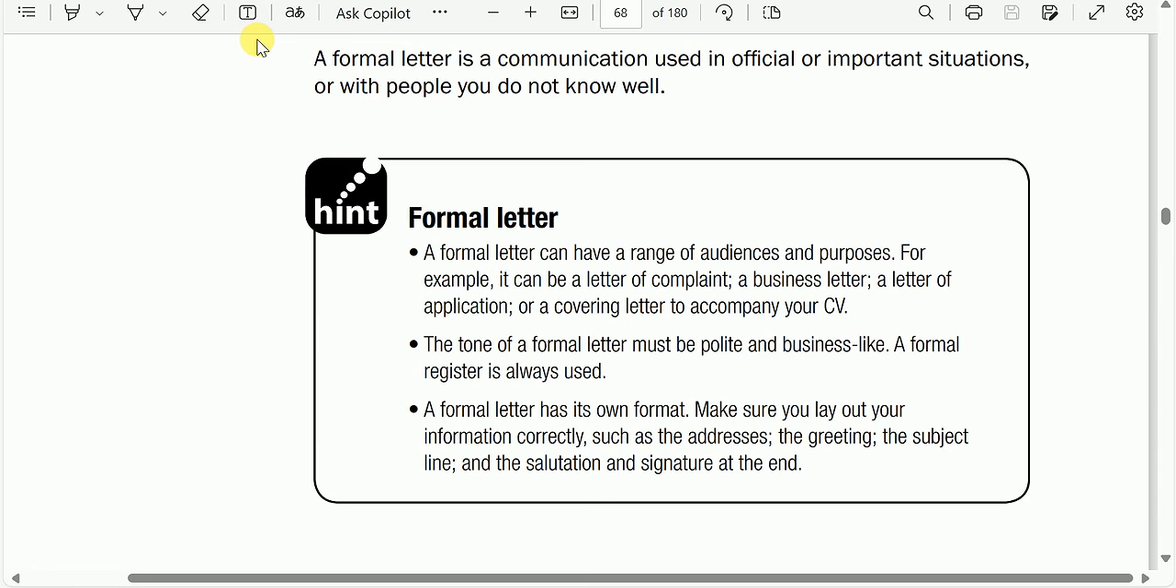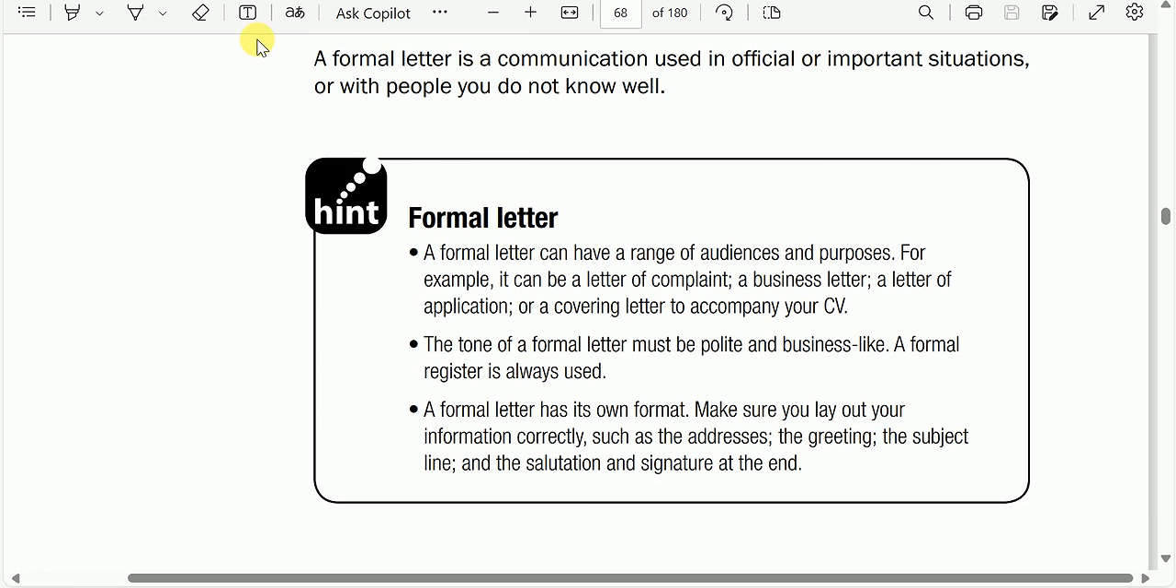Now we've got 3 types of letters. We've got a formal letter, a friendly letter, and we also have a letter to the press. When you go through our notes together, it says a formal letter is a communication used in official or important situations or with people you do not know well. So what is important here is that this is a form of communication that you are going to use to communicate with someone that you do not know very well.